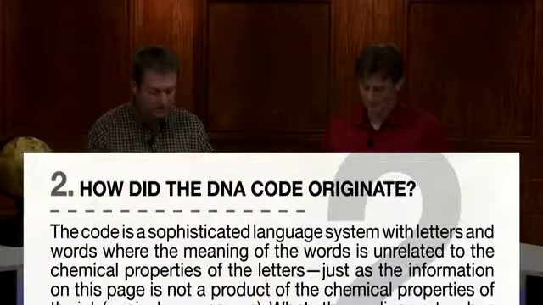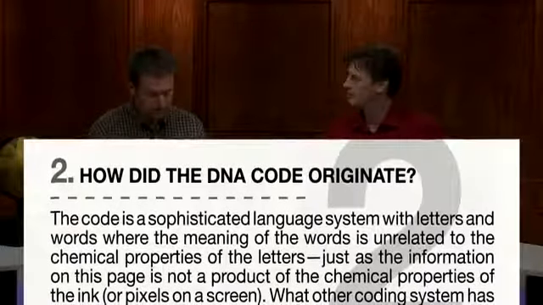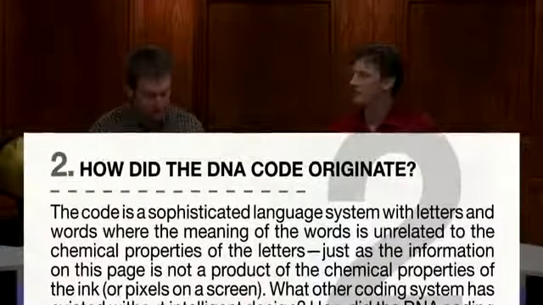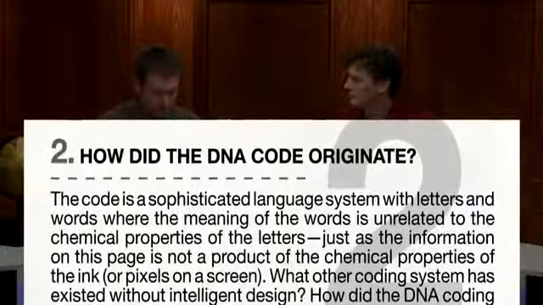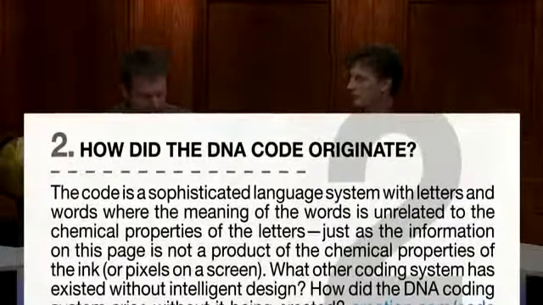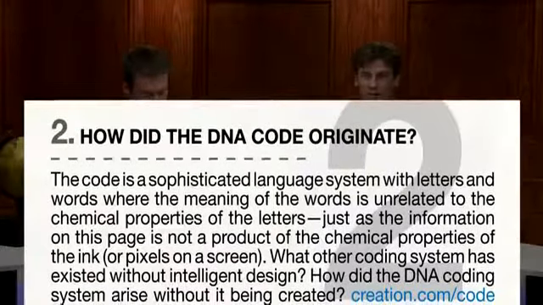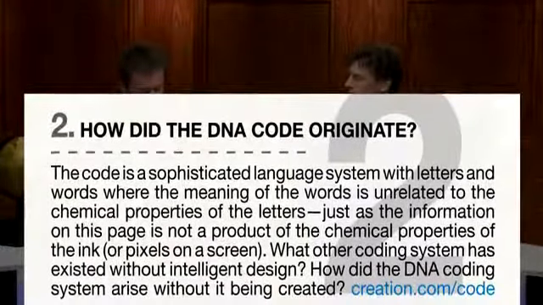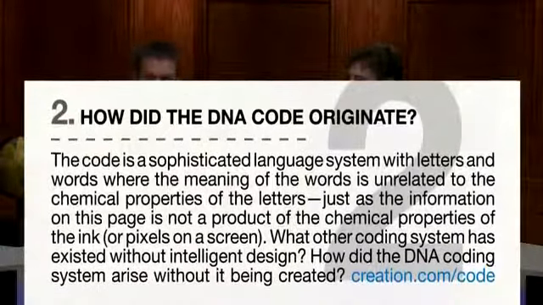The code is a sophisticated language system with letters and words where the meaning of the words is unrelated to the chemical properties of the letters, just as the information on this page is not a product of the chemical properties of the ink or pixels on a screen. What other coding system has existed without intelligent design? How did the DNA coding system arise without it being created?